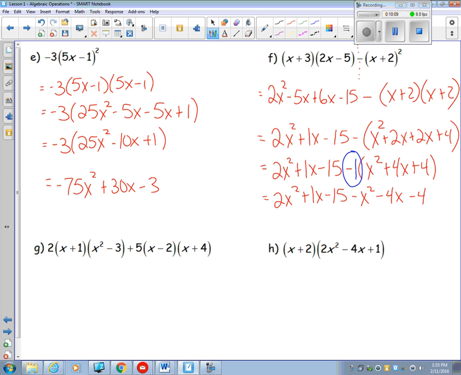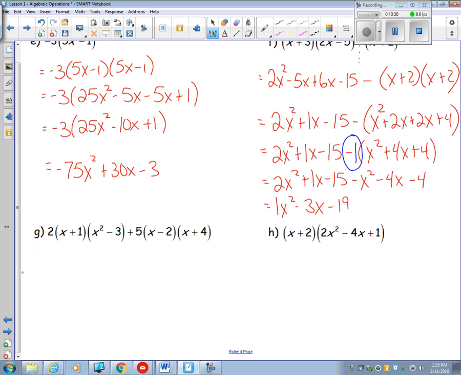Now that all the brackets are gone, I can once again collect some like terms. So I got the 2x squared minus 1x squared. That gives me 1x squared. So I got 1x minus 4x, so minus 3x, and negative 15 and negative 4 makes negative 19. Okay, that's a pretty tricky one. Got lots of parts and pieces in it.